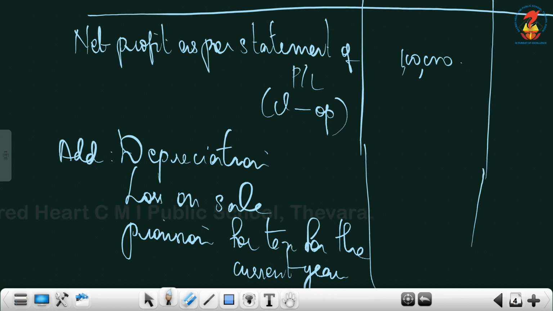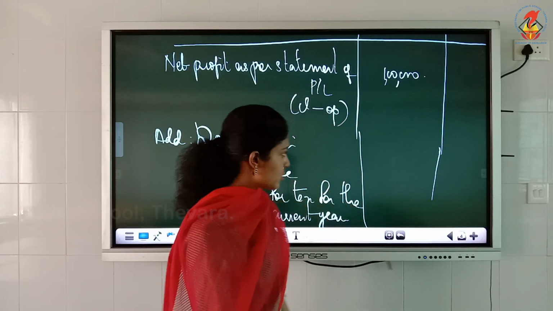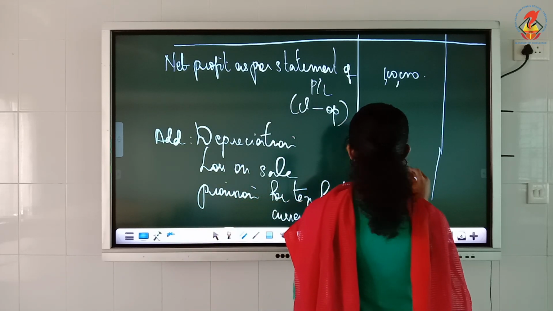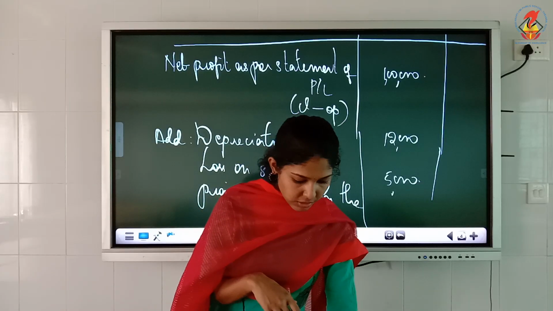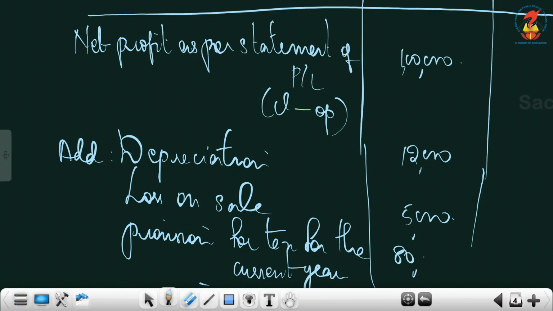So take the figures from your accounts. Loss is 5,000. Then depreciation is 12,000. Loss and all, don't write it as a minus negative figure, it is to be added. Okay, 5,000, 12,000, then provision for taxes 80,000.